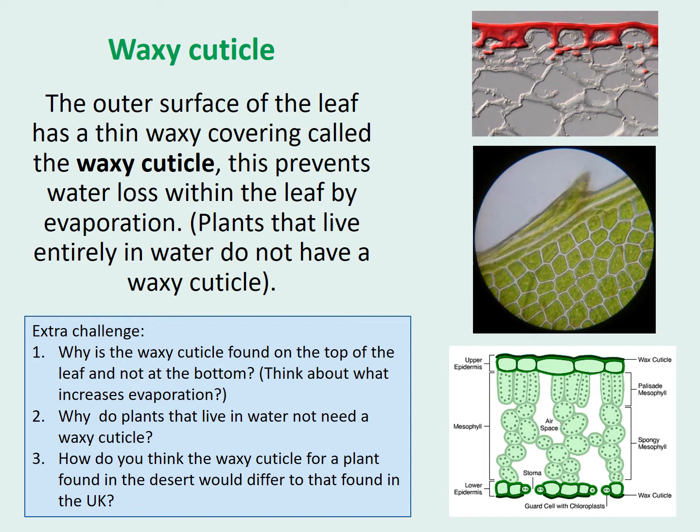So we have got 3 questions that I would like you to think about. 1, why is the waxy cuticle found at the top of the leaf and not the bottom? 2, why do plants that live in water not need a waxy cuticle? And number 3, how do you think the waxy cuticle for a plant found in the desert would differ to that found in the UK? So you're going to get the information about the waxy cuticle in your diagram, and then you just need to think about those 3 questions. So pause the video now, please.